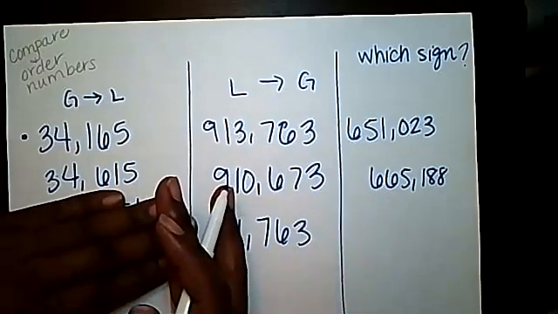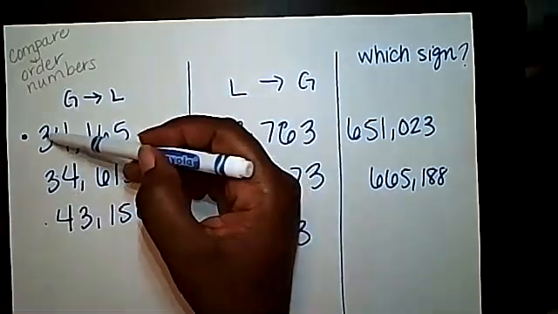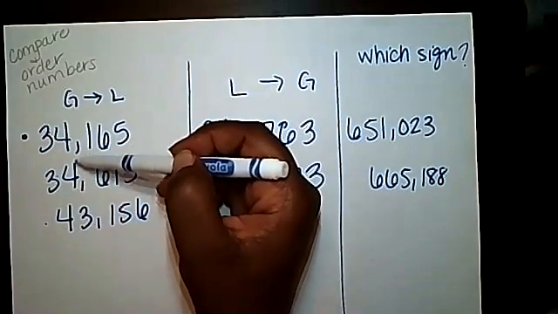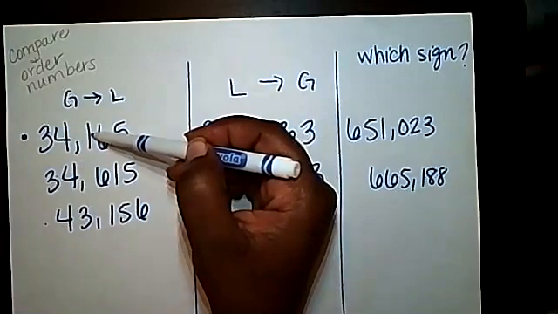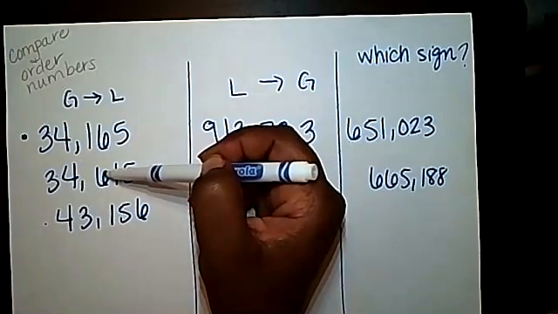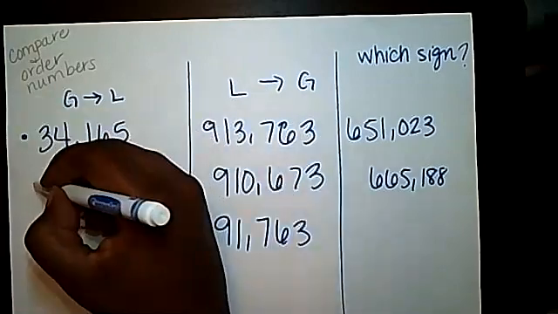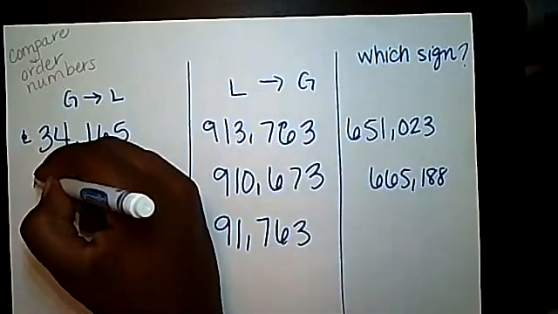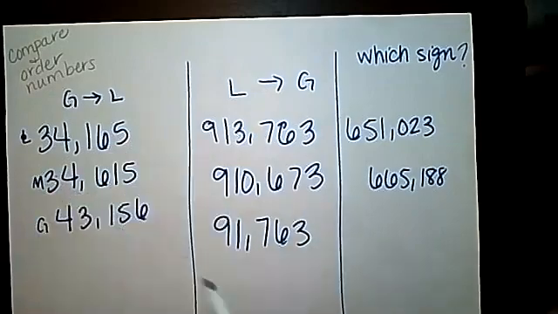So I know I'm already done with this one, so I need to compare these two. I have 30,000, I have 4,000 because the 4 is in the thousands place. I have 100, and I have 600. Yes, 600 is more than 100. And then we have this one. This is the least, middle, and this is the greatest.